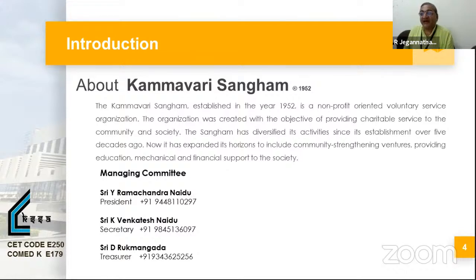It is headed by a managing committee, which changes every 3 years. Presently, the managing committee has our president as Shri Y. Ramachandra Naidu, our secretary is Shri Venkatesh Naidu, and our treasurer is Shri Rukmangada Naidu. So the three of them steer our establishment on a day-to-day basis presently.